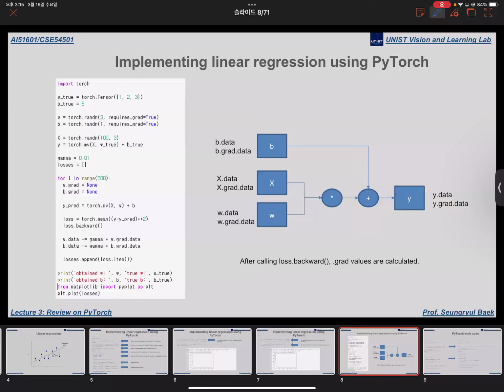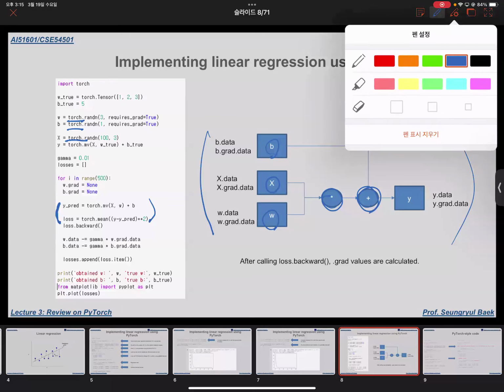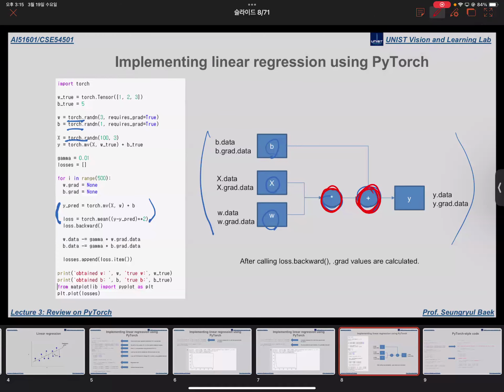Okay, and as I told you, these kinds of graphs are constructed when you just type this kind of forward rule. So b, x, w, those are PyTorch variables, okay? So this x is also initialized as a torch variable. And these operators are actually connecting the variables to make the final output. And this is also used to calculate the loss, okay?